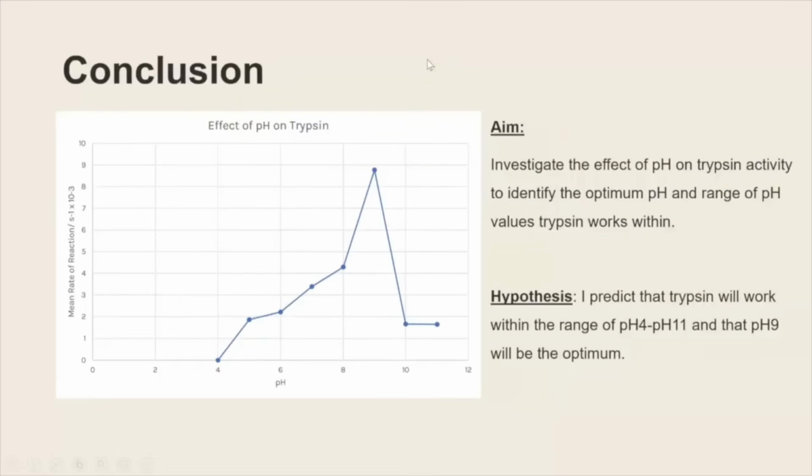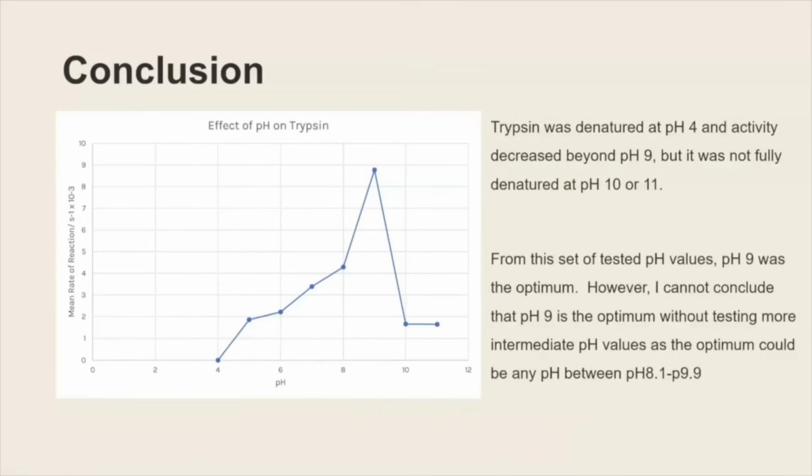The final two things would be the conclusion and evaluation. And to come up with your conclusion, always refer back to your aim and your hypothesis. We said our aim was to investigate the effect of pH on trypsin to identify the optimum and the working range. And we predicted the range would be 4 to 11 and the optimum would be 9. So that's what we predicted. So when we conclude, that is what we're using as our basis for the conclusion.